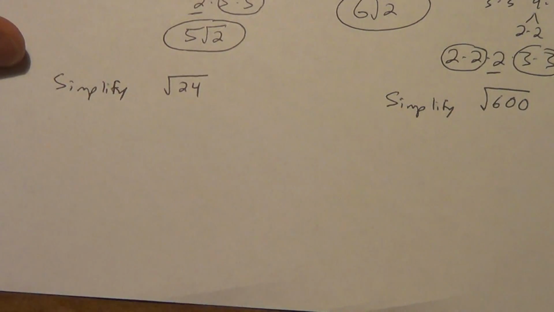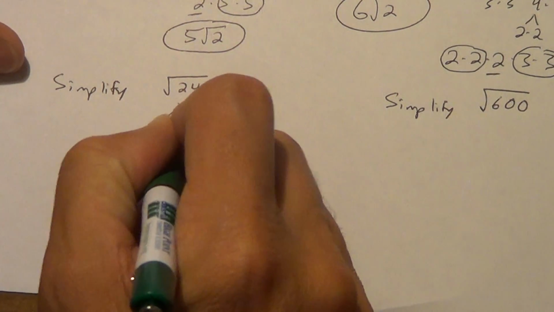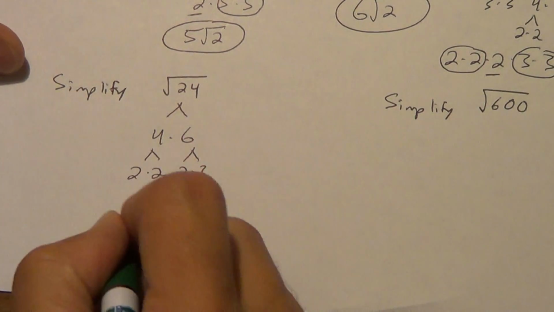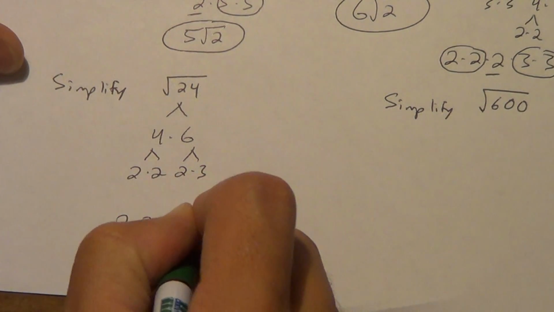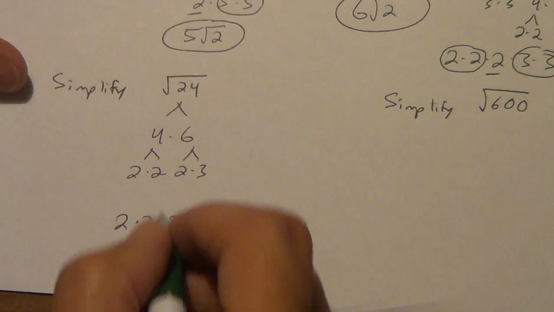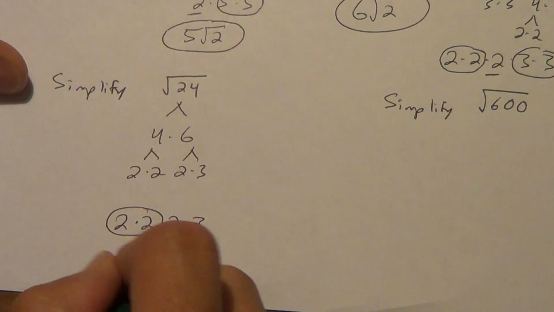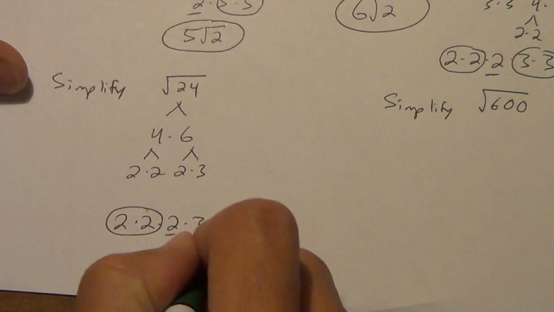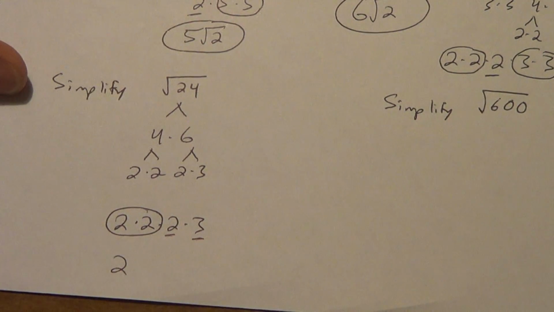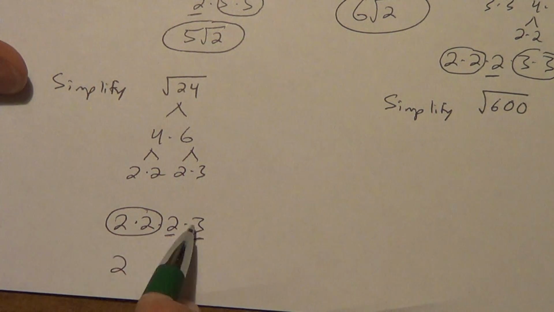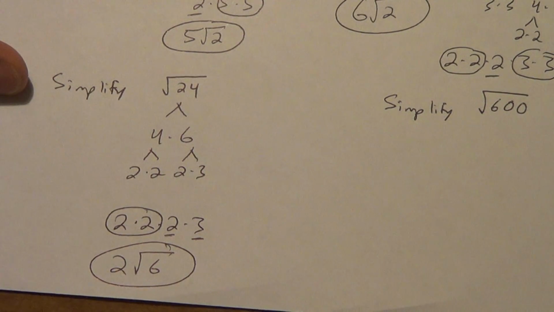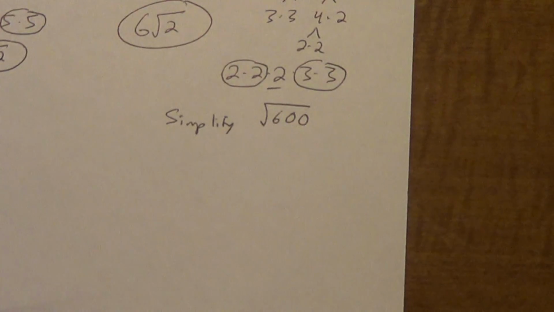Alright, what about this one? So 4 times 6, 2 times 2, 2 times 3. So I have a 2, and a 2, and a 2, and a 3. Looking for pairs. Pairs go outside. Well, what about both this 2 and this 3? They don't have any pair. They both go inside. What do you do with them? Do you add them? No, remember this is all multiplication, so you multiply them back together, and you get 2 root 6.